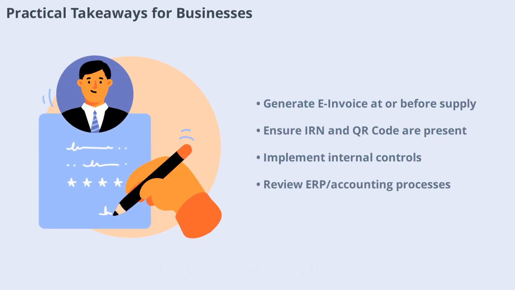So what should businesses do to stay compliant? If you're covered under Rule 48(4), don't treat e-invoicing as a post-supply activity. Instead, generate the e-invoice at or before the time of supply, and make sure the IRN and QR code are present on the invoice. Implement strong internal controls to prevent delays and periodically review your ERP and accounting processes.